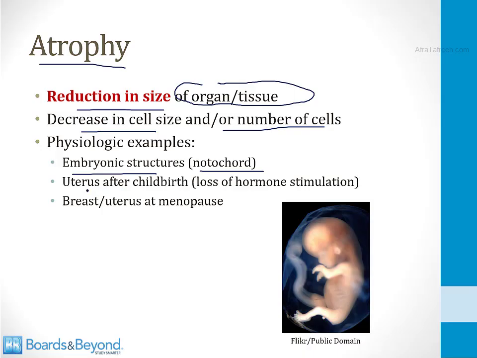After childbirth, the uterus is going to shrink, and that's because it loses hormone stimulation. So the uterus, therefore, is going to undergo atrophy, and you're going to see a decrease in both the number of cells in the uterus and the size of the cells. And then at menopause, there's a fall in hormone levels in women, and this can lead to shrinking of the breast and uterus, and that is another example of physiologic atrophy.